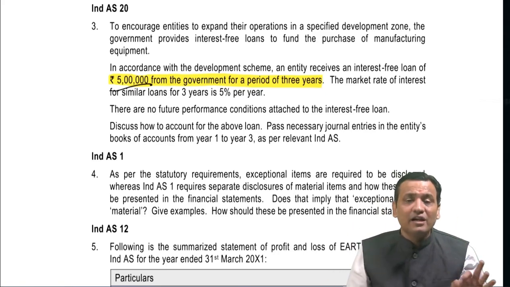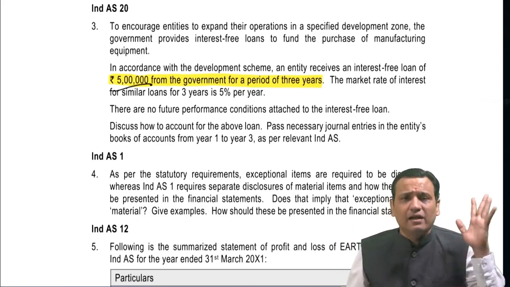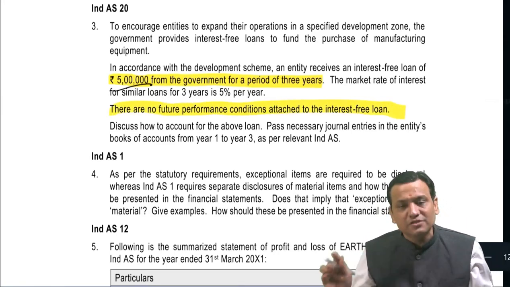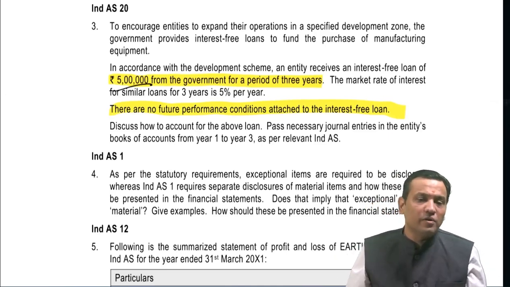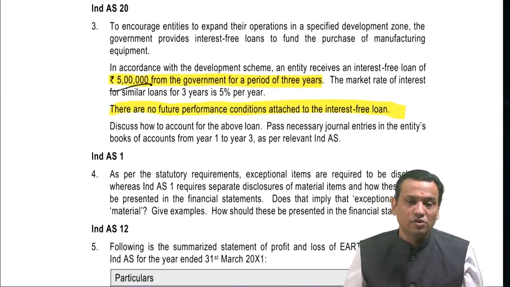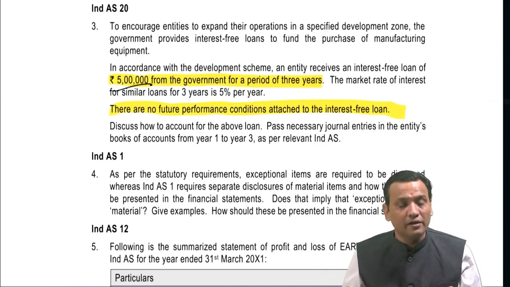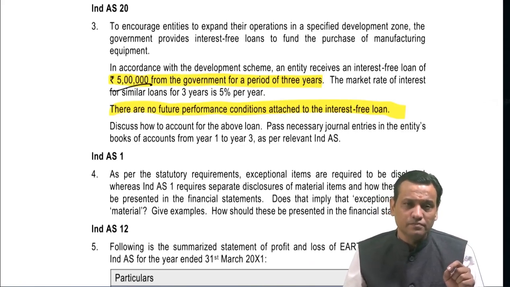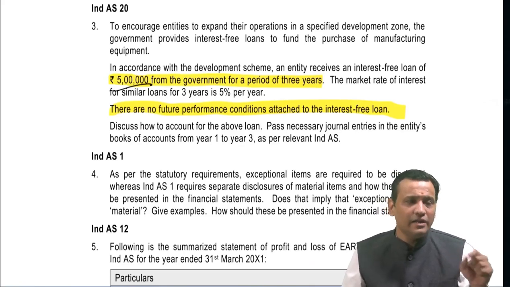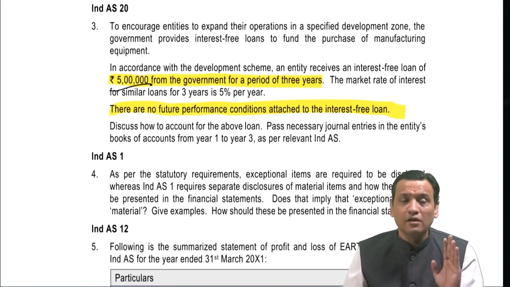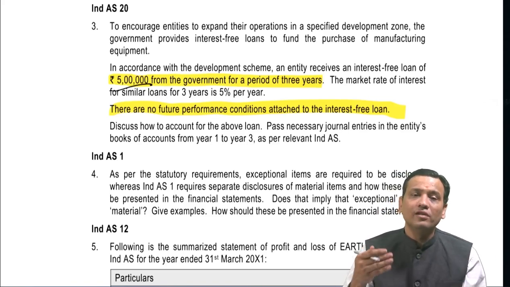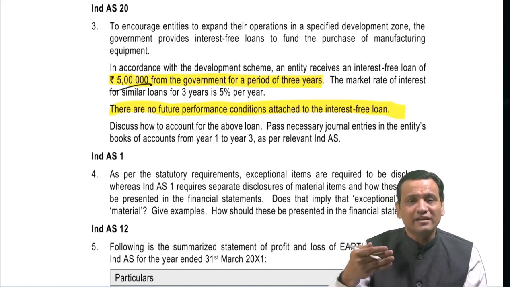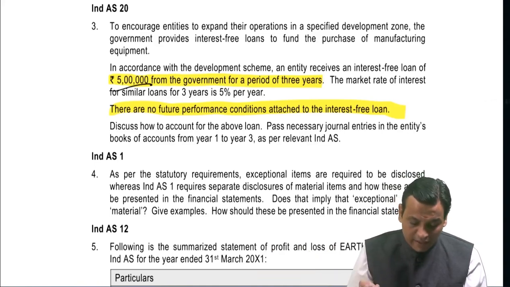And this government grant will be credited immediately to the profit and loss account because there are no future performance conditions attached to this loan. So the whole amount will get credited to P&L, and that grant, the difference between the fair value and the proceeds received, goes to P&L. What about the loan? The loan will obviously be subject to an amortization table. We will have opening balance plus interest minus payment 0, closing balance, and so on.